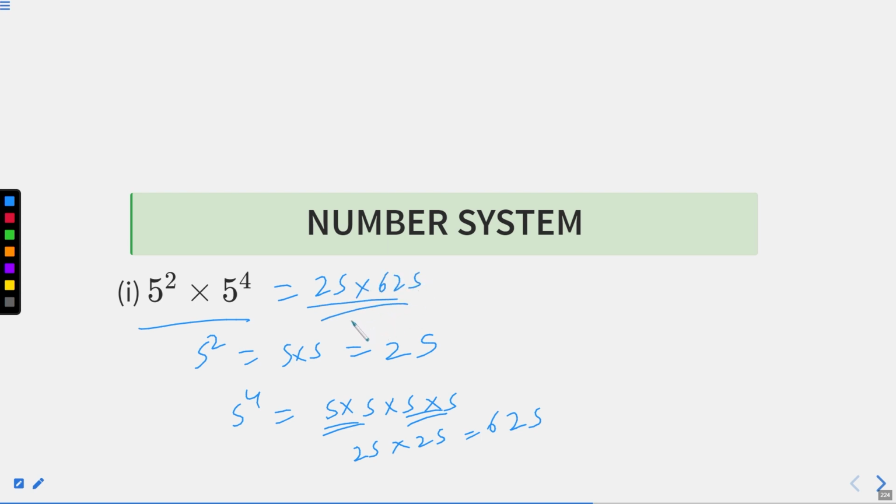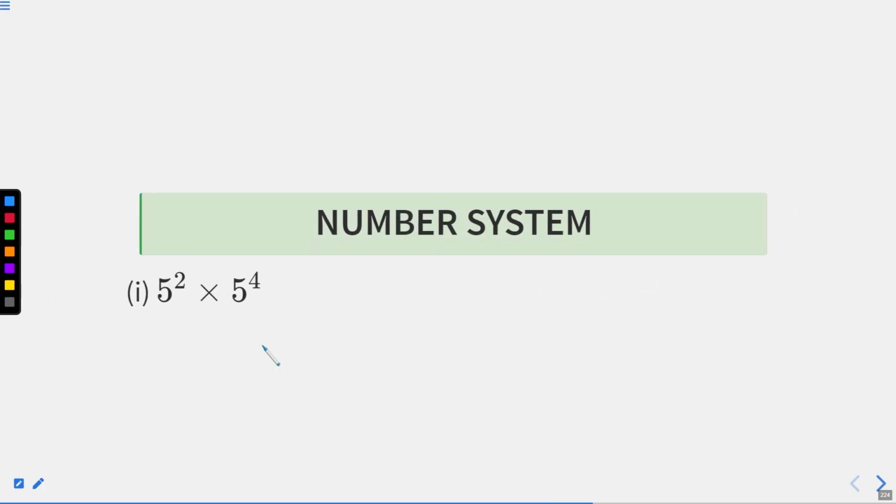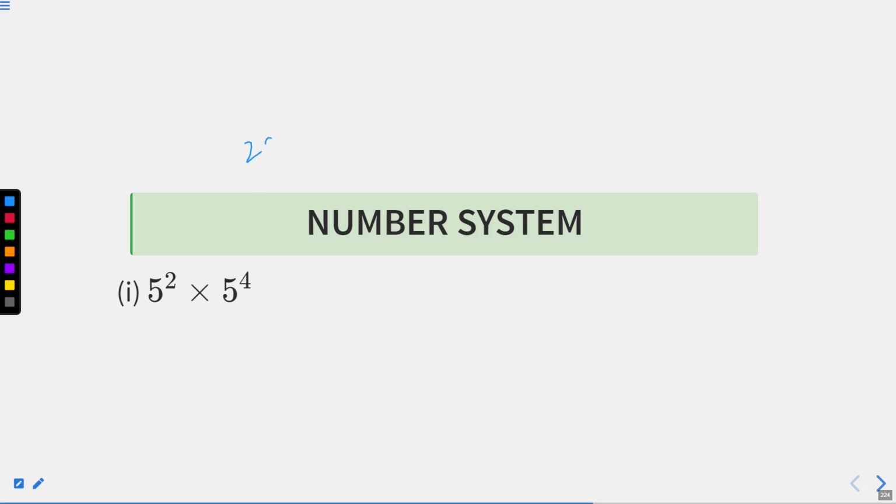Or you can just present it in exponent form. If the question says evaluate, it means you have to calculate to the actual number, whatever digits it forms. So it is quite big. I think 25 times 625 is something like that. Otherwise, you can make it in a simple form using laws.